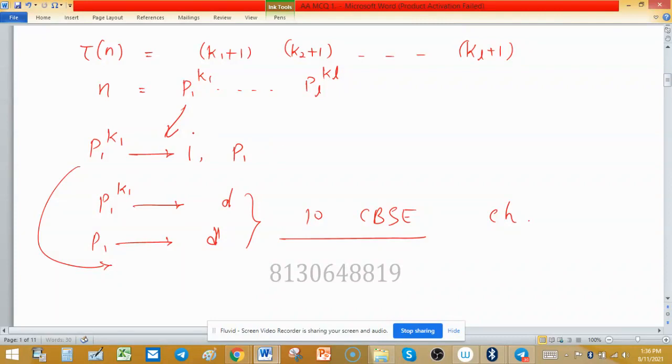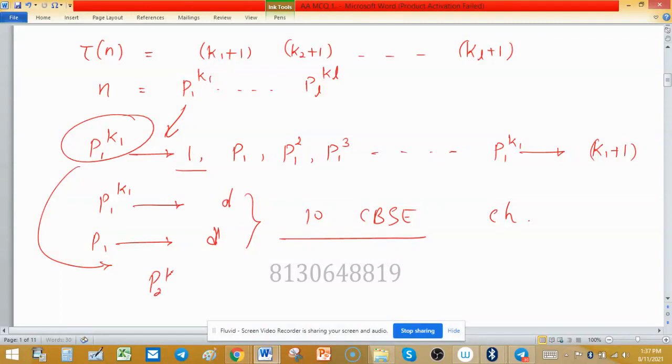Similarly, p1 has the factors p1 square, p1 cube, that is, 1 is p1 to the power 0, p1 to the power 1, p1 to the power 2, p1 to the power 3, and other powers will also be factors up to k1. So these are the factors of p1 raised to the power k1. How many factors? Counting the extra factor 1, we get k1 plus 1. So the total number of factors of this is k1 plus 1.